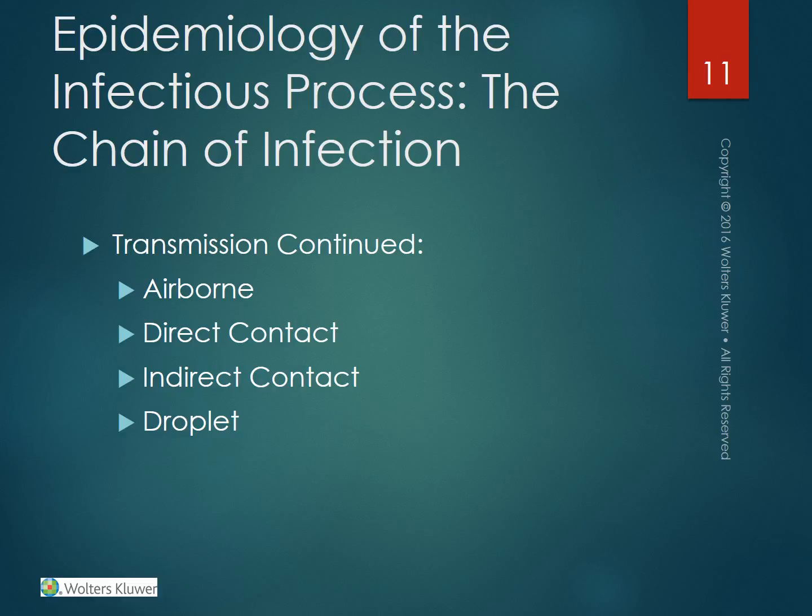Lastly, droplet transmission can be direct or indirect transmission of the disease, usually because it is spread by coughing or sneezing. It can be spread up to 3 feet and deposited on the mouth or nasal mucosa of another person. One example is influenza.